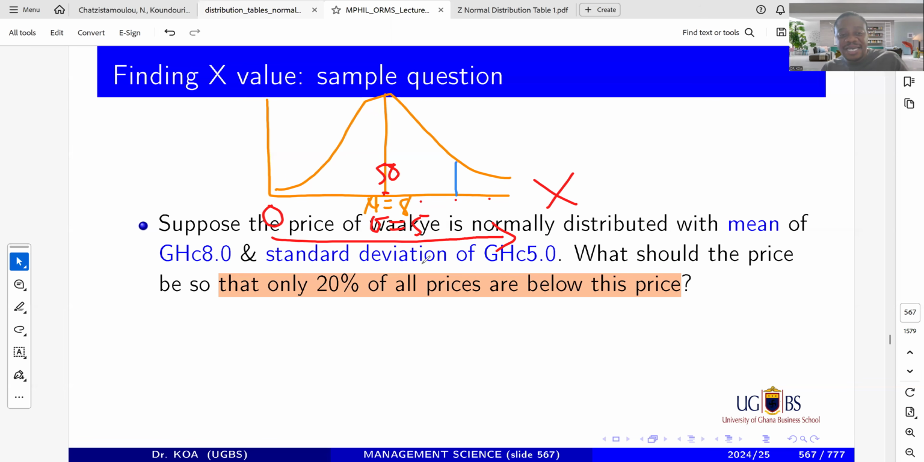The next one says 20%. Only 20% of all prices are below. Now, if this is 50% and this is 20%, then 20% will be here. In fact, let me delete this one and then properly write it. So 20% will be to the left of the 50%. Okay, so you indicate this 20%.